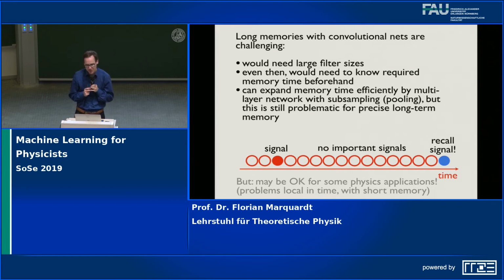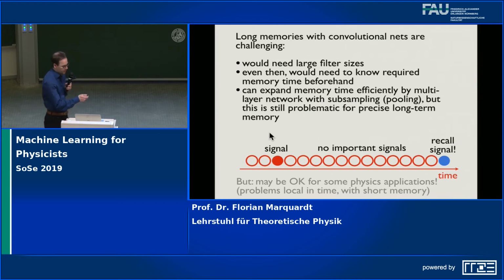So if you want to have long memories with convolutional nets, this would be challenging. You would need large filter sizes, and you would need to know in advance how you want to set your filter size. You can do tricks, and people are doing tricks like, for example, having something similar to what we did for convolutional networks for image recognition. So you use something like subsampling, so you reduce the resolution and then maybe you increase the resolution again and so on. So these are choices, but let's now talk still about the challenge of having really a long-term memory.